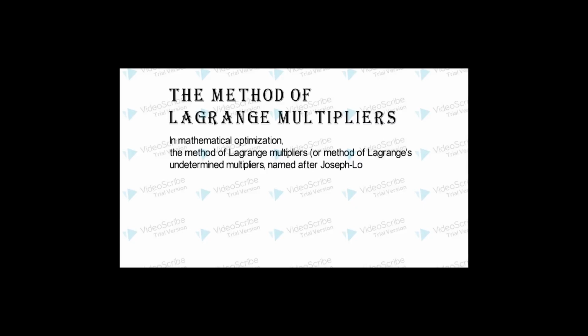We are going to learn about the method of Lagrange multipliers. In mathematical optimization, the method of Lagrange multipliers is a strategy for finding the local maxima and minima of a function subject to equality constraints. And here's the example.